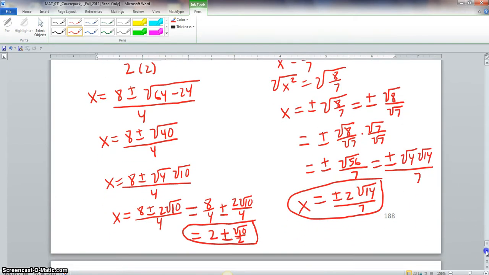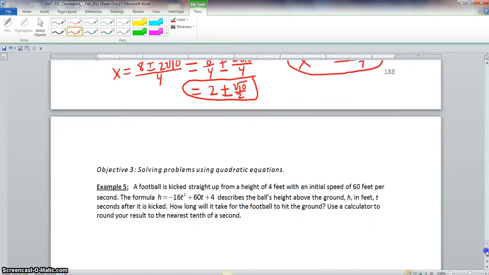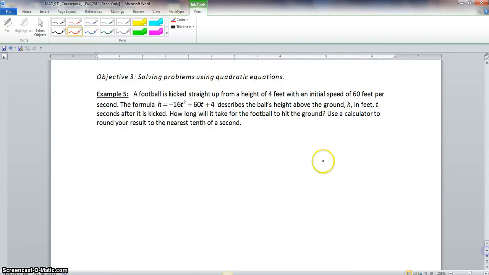Now, we scroll down here to the last problem, objective 3. It says solving problems using quadratic equations. A football is kicked straight up from a height of 4 feet with an initial speed of 60 feet per second. The formula h is equal to negative 16t squared plus 60t plus 4 describes the ball height above the ground, h, in feet, t seconds after it is kicked. How long will it take the ball to hit the ground? Use a calculator to round your result to the nearest tenth of a second.